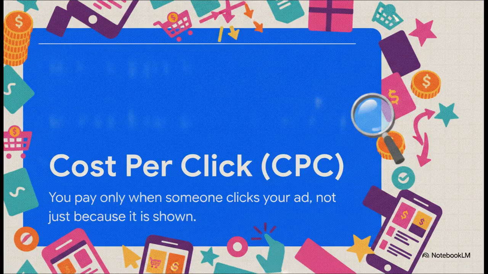Now, I know a lot of sellers totally freeze up right here. They're terrified of accidentally spending thousands of dollars just because a bunch of people scrolled past their item. But you don't need to worry because the platform uses a cost-per-click model, or CPC. This is absolutely vital to understand. You do not pay a single cent just because your ad is shown on a screen. You're only charged when someone stops scrolling, actually looks at your item, and physically clicks on your advertisement.